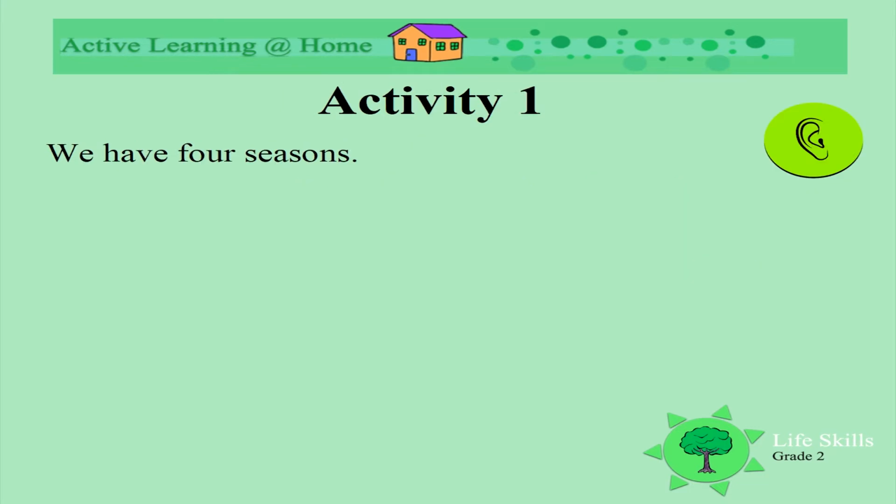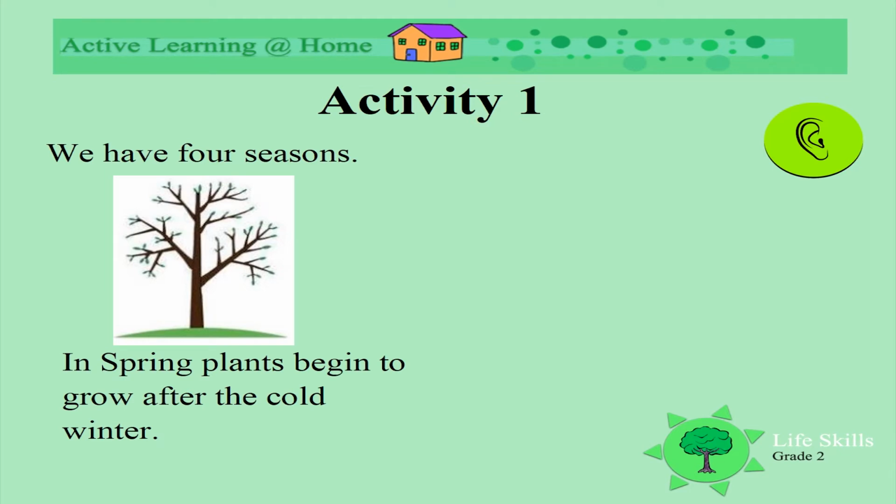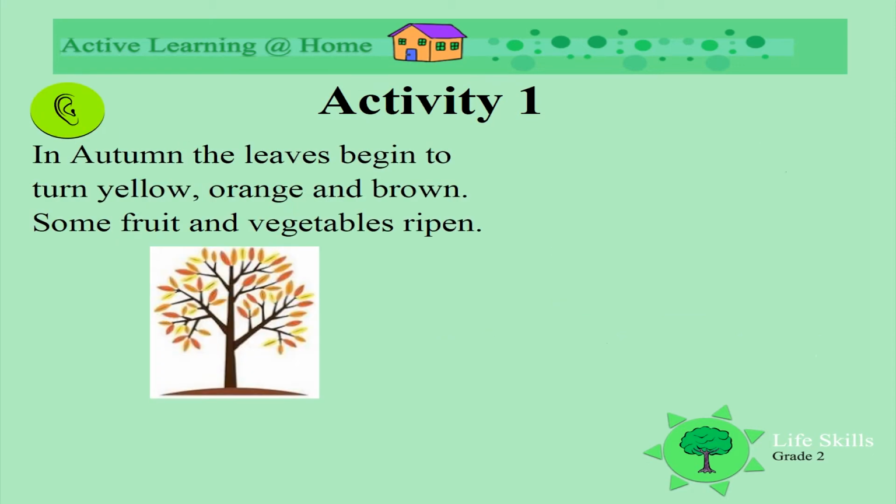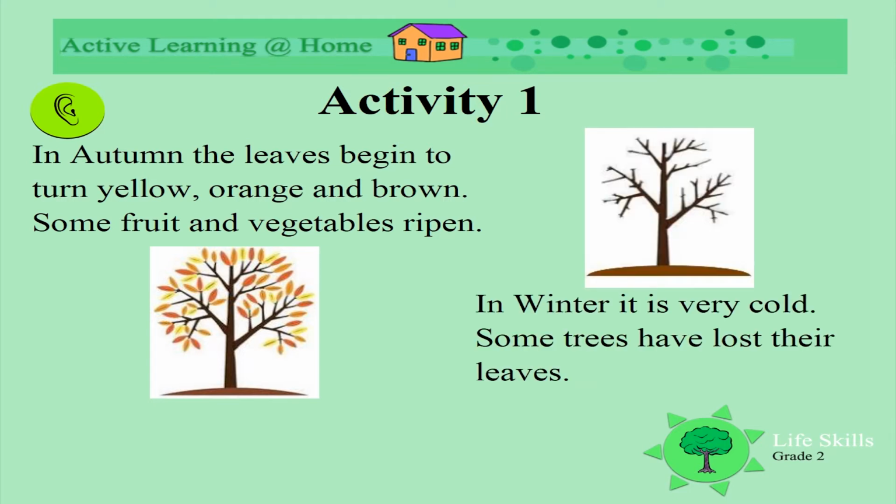We have 4 seasons. In spring, plants begin to grow after the very cold winter. In summer, there are lots of flowers. The leaves on the trees are green. In autumn, the leaves begin to turn yellow, orange, and brown. Some fruit and vegetables ripen in autumn. In winter, it's very cold. Some trees have lost their leaves.